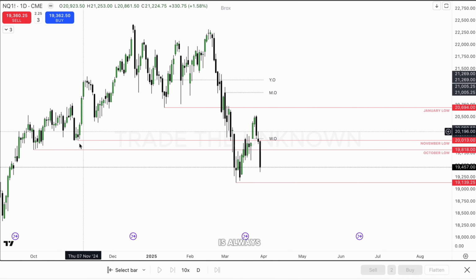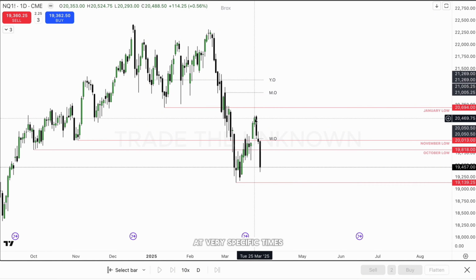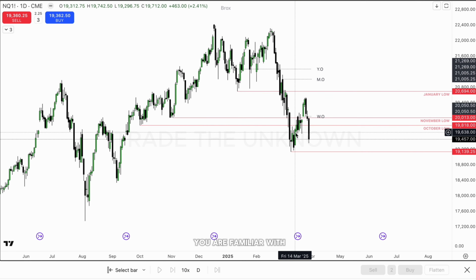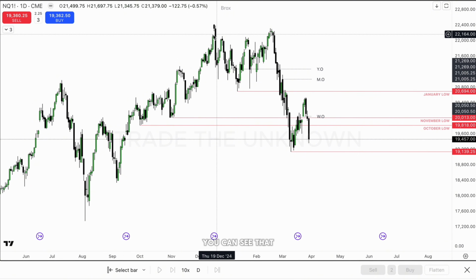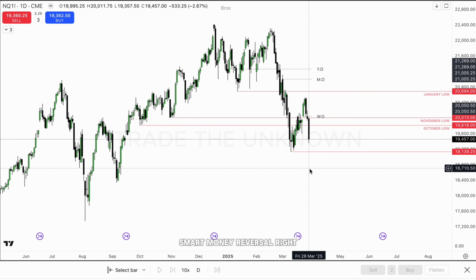But you can see how the market is always engineering these highs and lows at very specific times and very specific places. Basically, this is how I trade as well, because you can fractalize this. So all these expansions, retracements, expansions, you can do it on the lower time frames, and it's going to look the exact same. If you are familiar with market maker models as well, you can see that we have left side of the curve, smart money reversal, right side of the curve.